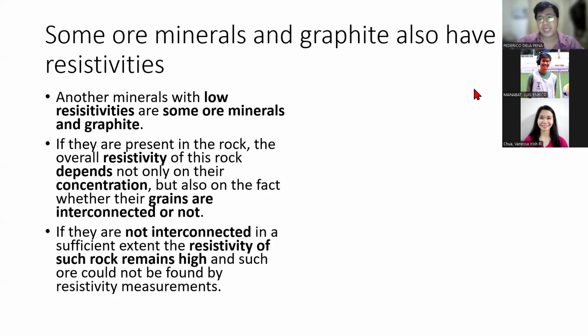Some ore minerals like graphite will also have very low resistivities. And for graphite, it's actually not a really straightforward way of considering it. Their resistivity will actually depend on the interconnectedness of the graphite grains, right? It's not about the concentration.